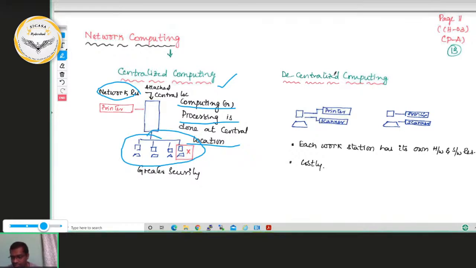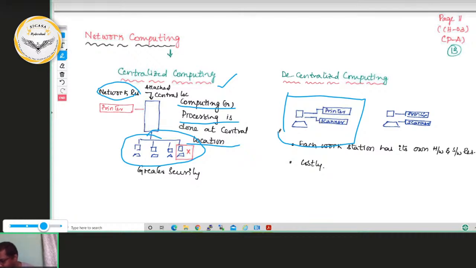What do you mean by decentralized computing? Decentralized computing is when every computer or workstation has its own hardware and software resources. Computing means processing, where exactly the processing is happening. If the processing is happening at a central location, it is called centralized computing. If the processing is done on an individual computer, then it is called decentralized computing. In your study material, you have a difference between centralized and decentralized computing.